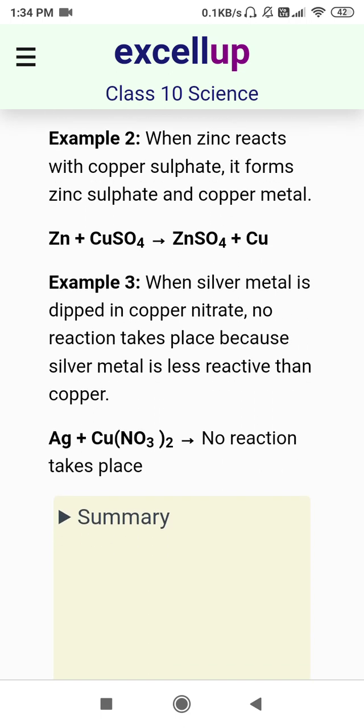Next example is the reaction between silver and copper nitrate. No reaction will take place here because silver is less reactive than copper. This example is given just to show that a more reactive metal is required for displacement reaction to take place.